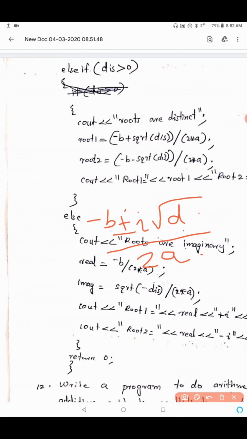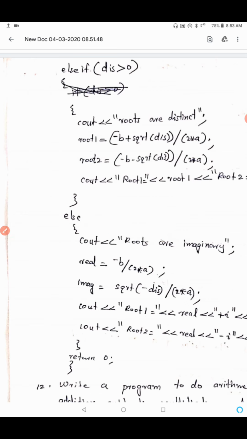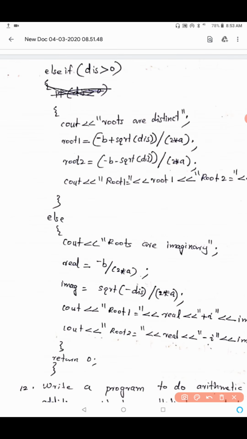So in these two roots we have a real part, which is minus b by 2a, and the imaginary part, root of discriminant divided by 2a. So real part and imaginary part we are writing separately in this program. Here the real part I have written as minus b by 2a, and the imaginary part is square root of minus discriminant divided by 2a. Actually it is square root of discriminant divided by 2a, but here I have put this minus symbol over here.